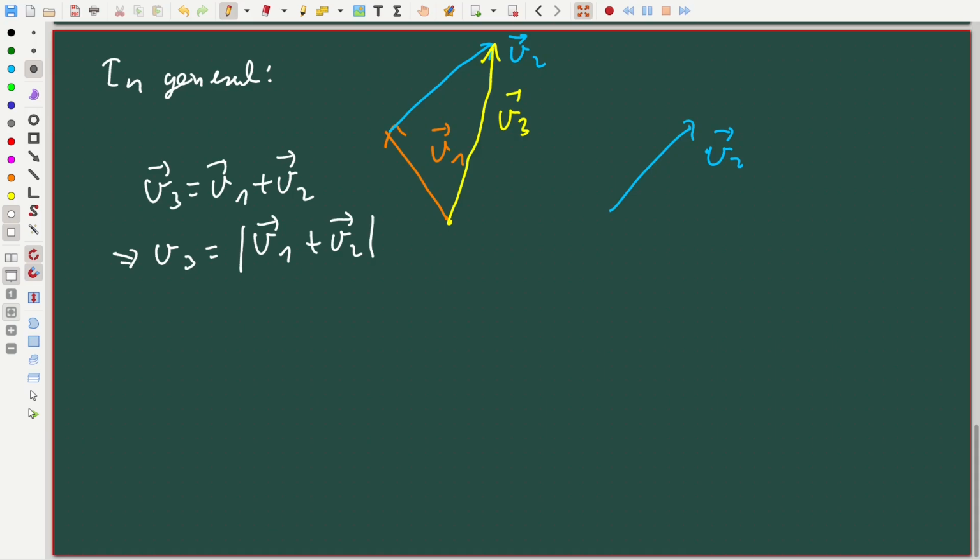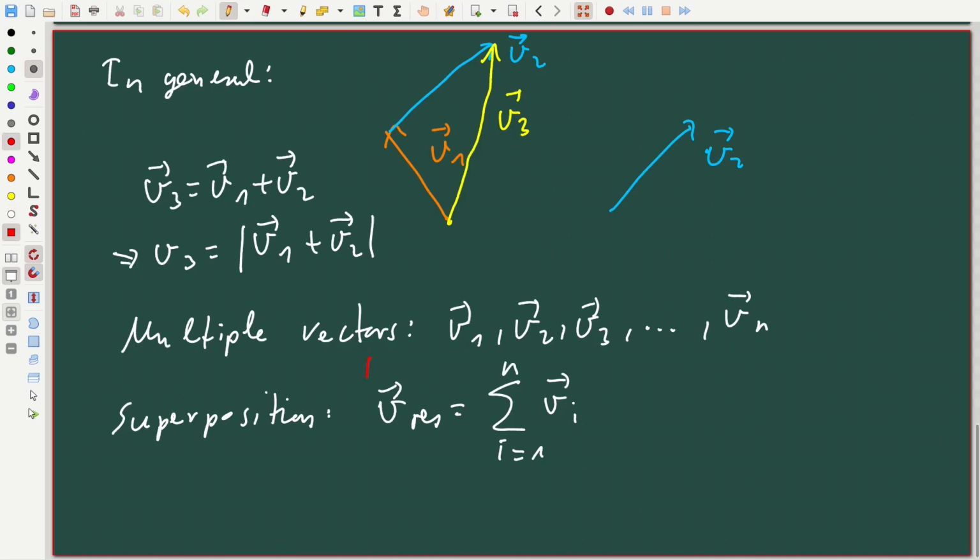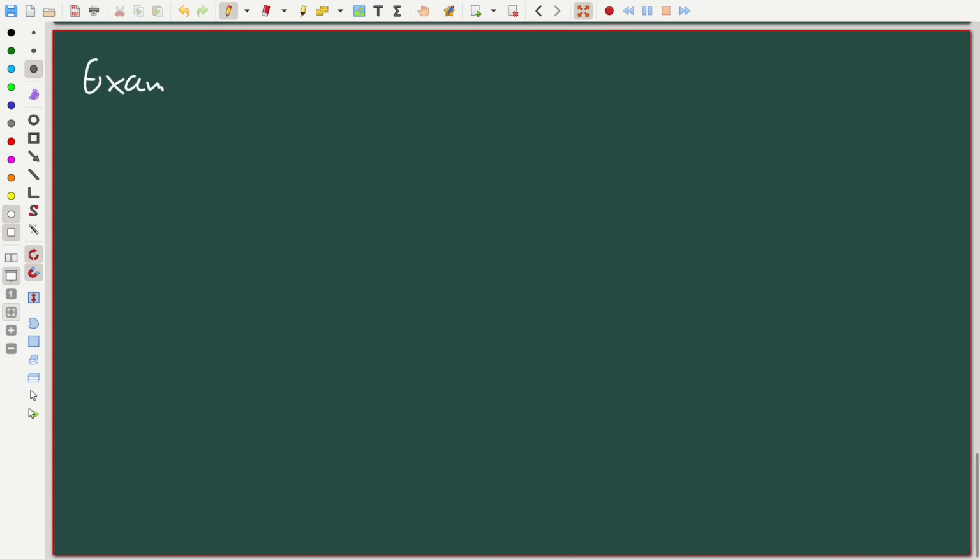So if we have multiple vectors, let's suppose v1, v2, v3, and so on up to vn, then the superposition principle says that the resulting vector vres is equal to the sum of all these individual vectors vi, starting from 1 to n. And this is actually the main message of the superposition principle. The content is so important that I would like to highlight this. In the future we will use this expression many times. So again, I would like to make a short example.